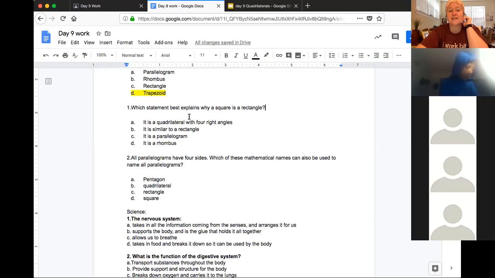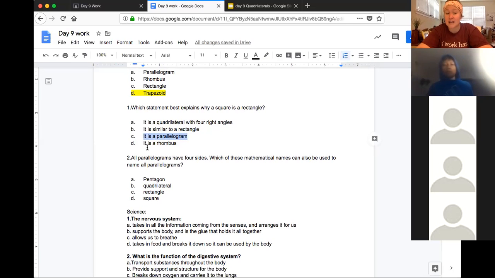Which statement best explains why a square is a rectangle? I'm telling you, a square can be a rectangle. I want you to tell me why. A, it is a quadrilateral with 4 right angles. B, it is similar to a rectangle. C, it is a parallelogram. Or D, it is a rhombus. So why would a square be considered a rectangle? Because of the parallelogram. Okay, because they are both parallelograms.